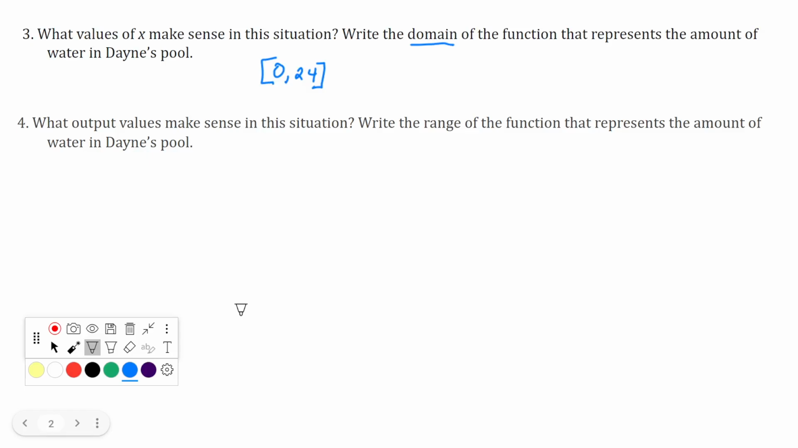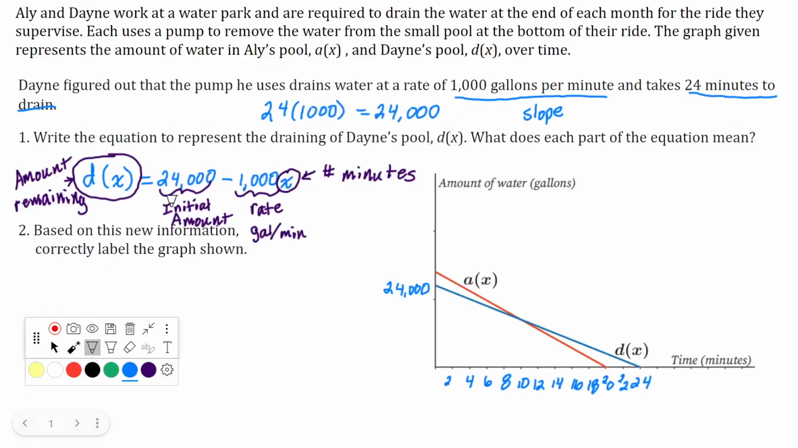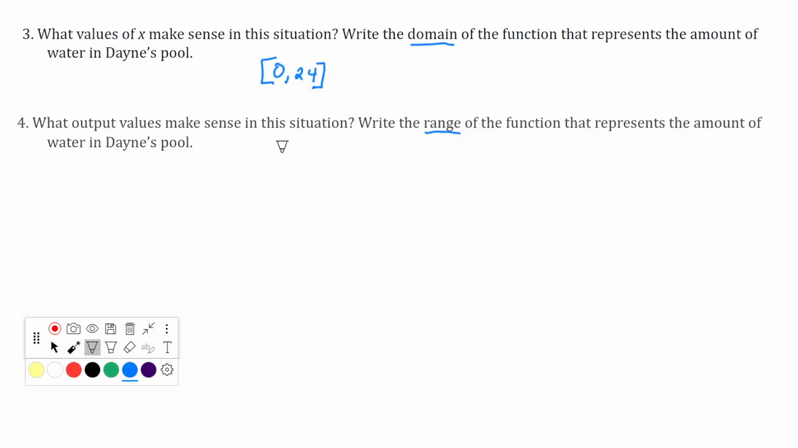What output values make sense in this situation? Write the range of the function. So the range, as it was mentioned, is the set of outputs. At 24 minutes, we have 0 gallons in it, and at its largest value, 24,000 gallons in it. So our range is from 0 to 24. Or not 24, but 24,000.